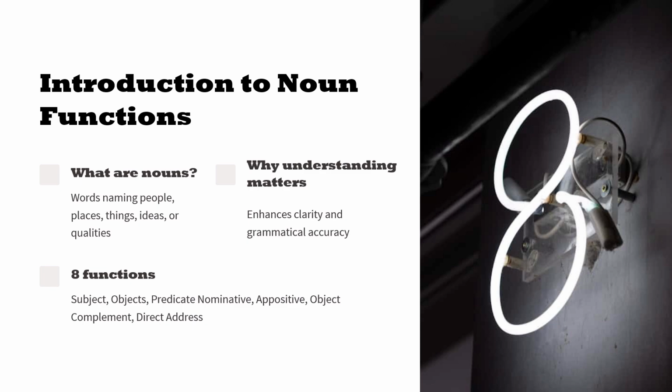And understanding what nouns are is the first step, but what's equally important is understanding how they function within a sentence. So you might be wondering, why is this so important? Well, mastering the functions of nouns enhances clarity and grammatical accuracy. So for example, recognizing whether a noun is acting as a subject or as an object can prevent confusion in writing and speaking. And this knowledge is especially crucial for students preparing for exams like the IELTS exam, where precise grammar and sentence structure can make a significant difference in scoring well.